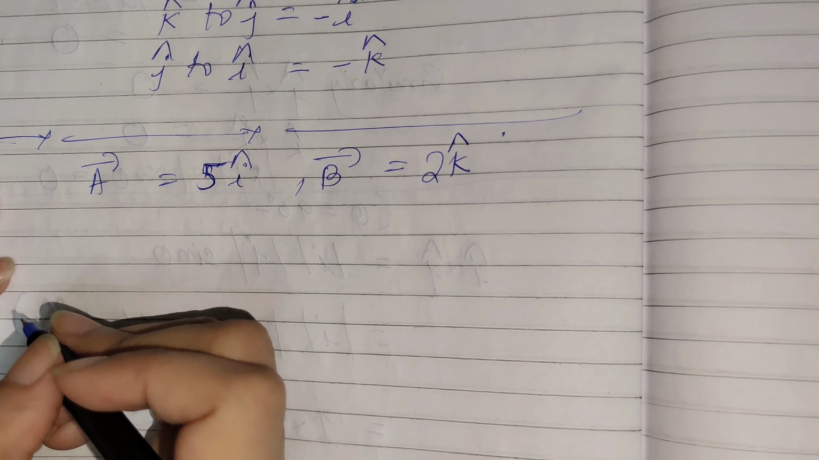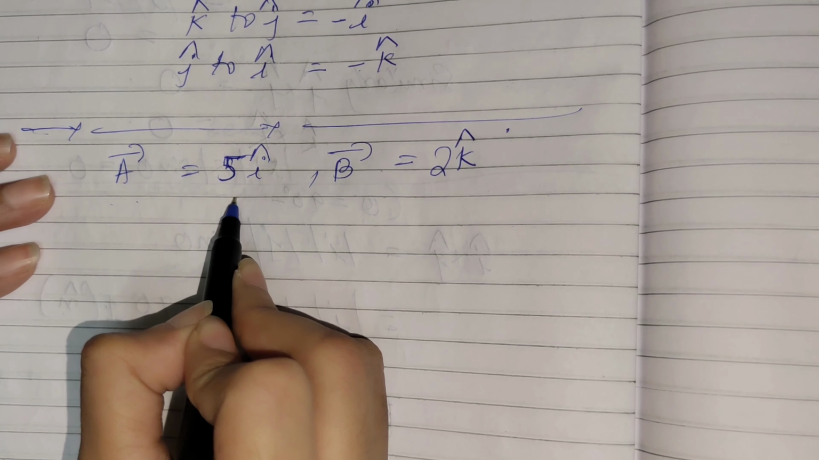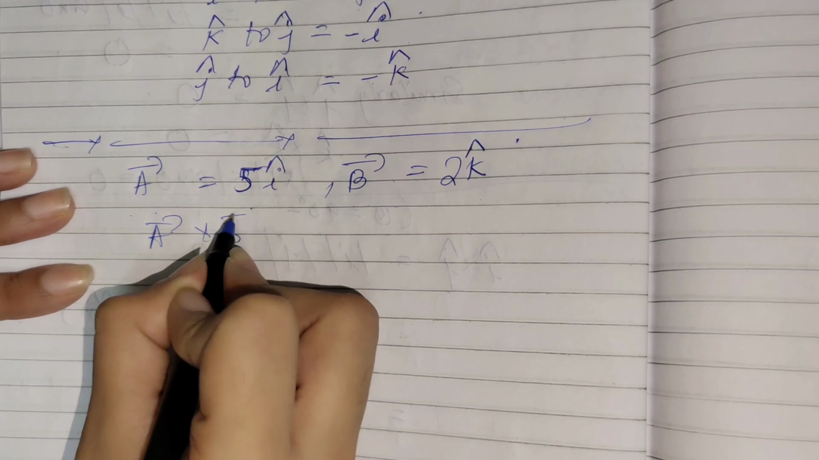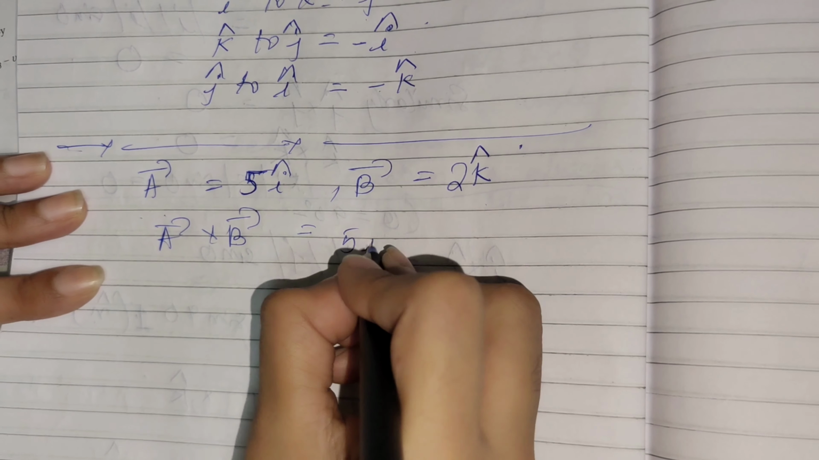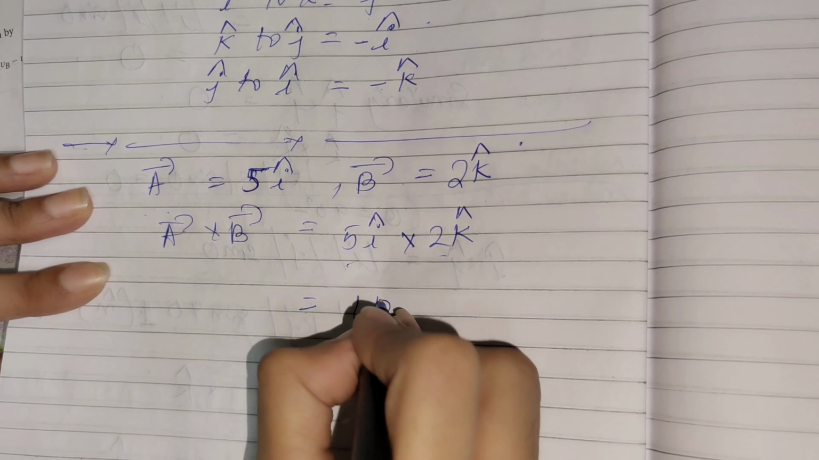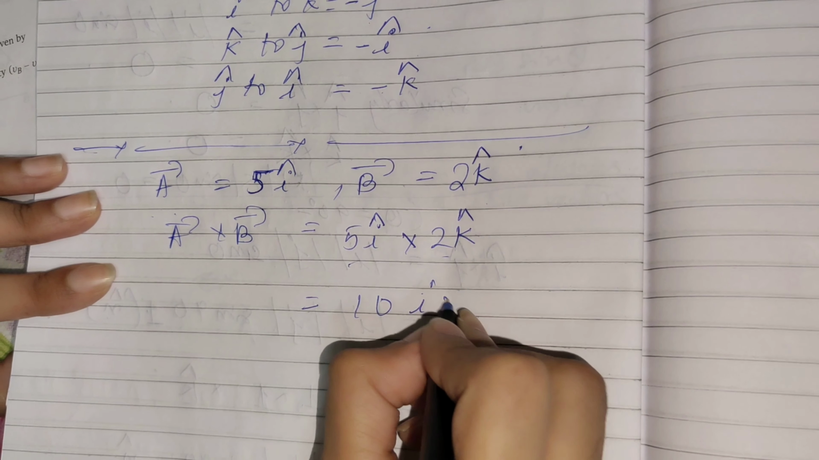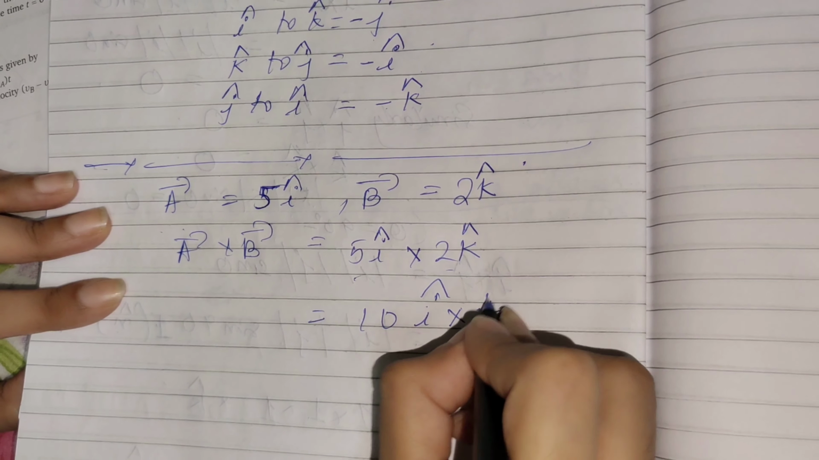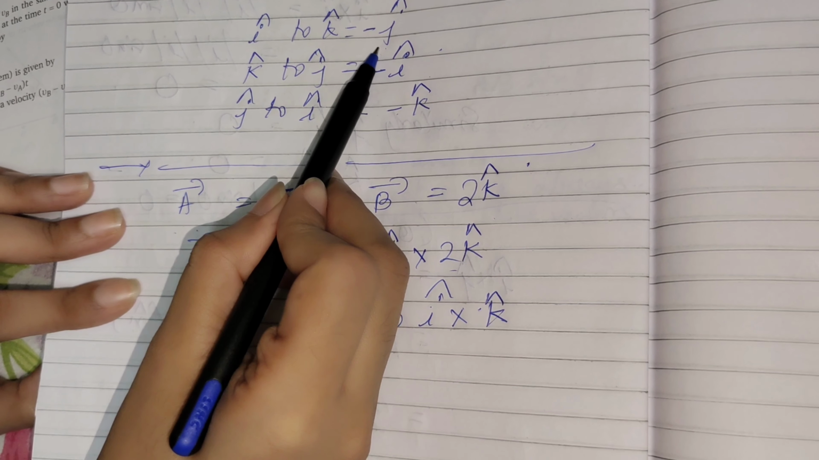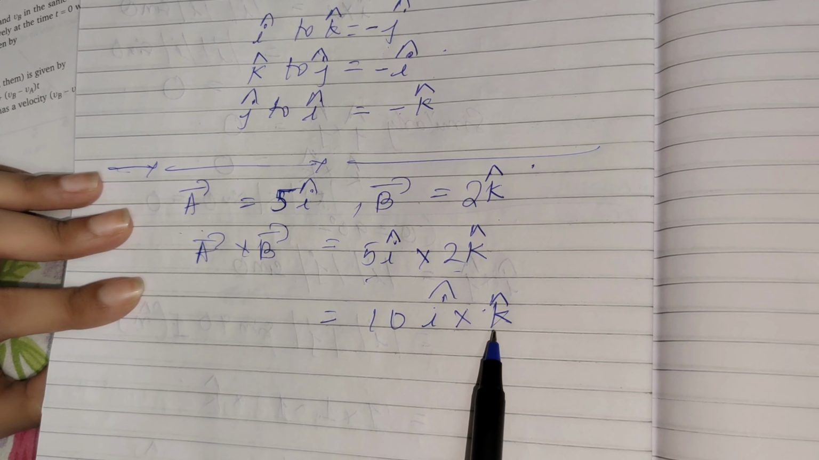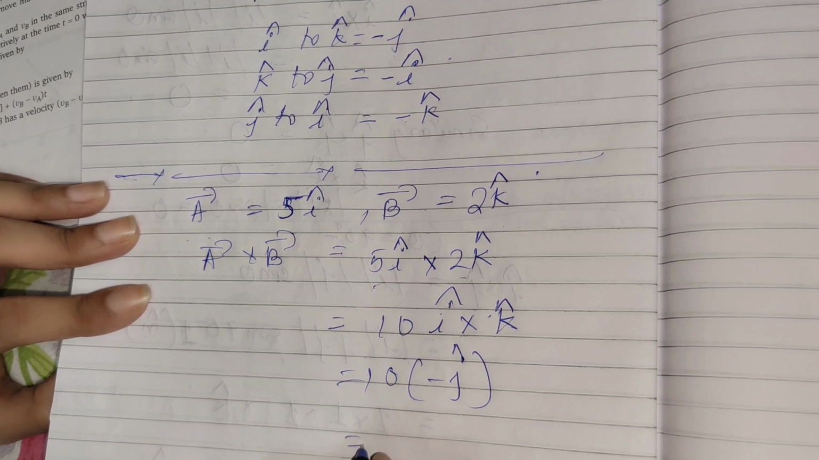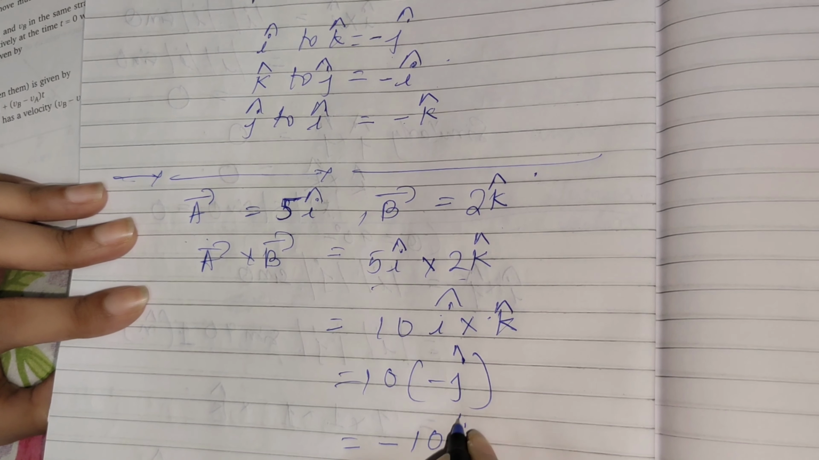So let's solve a numerical. Vector A is equal to 5i and vector B is equal to 2k. So A cross B would be equal to 5i cross 2k. So 5 twos are 10 into I cross k. And what is I cross k? I to K is minus J. Many people would be thinking that I cross K would be J. No, it would be minus J. So the final answer would be minus 10 J cap.